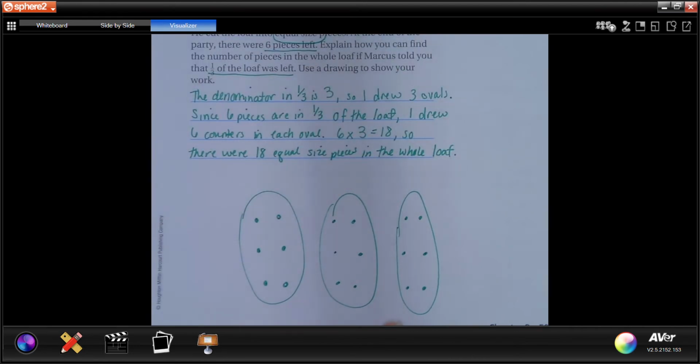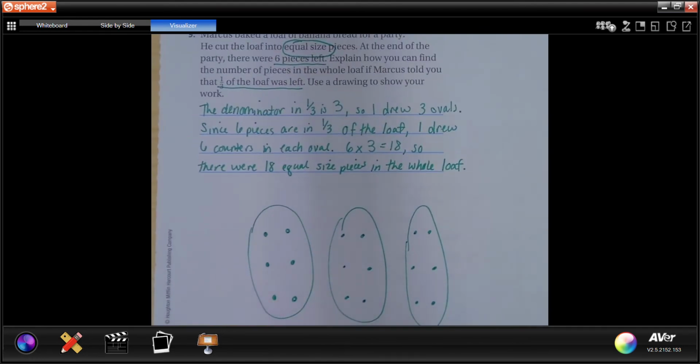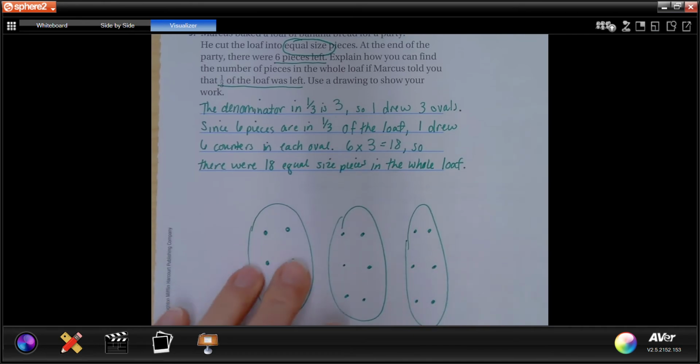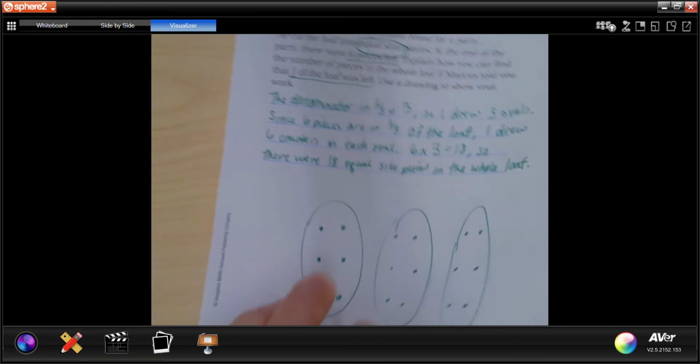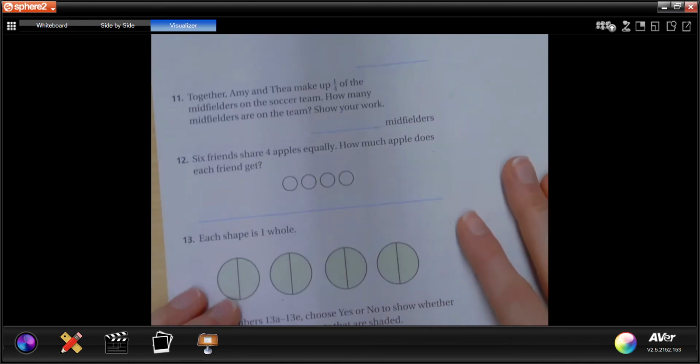You can pause now if you need to in order to get that copied down, if you'd like, or to check it. Then we're going to go ahead and move on to page 502.